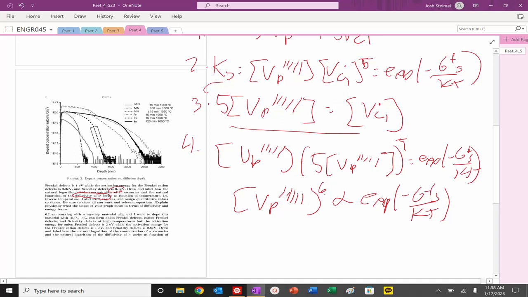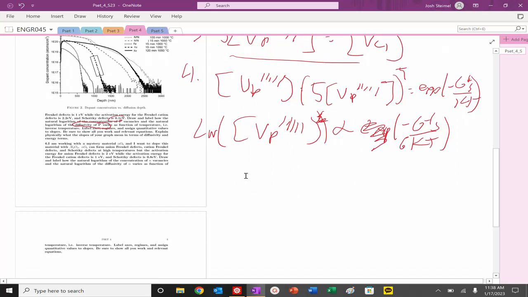First, let's do the 1 over 6, put that there. Now we can take the natural log of this. This gets rid of this. And so we see that if we were to plot this, the natural log of the concentration of VP 1, 2, 3, 4, 5 over 1 over T, this is our 1 over T here.